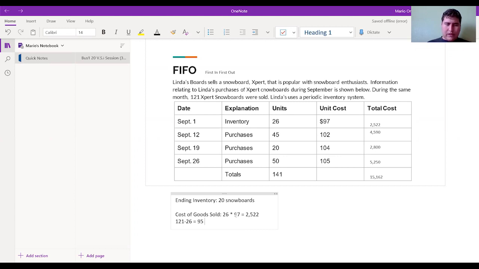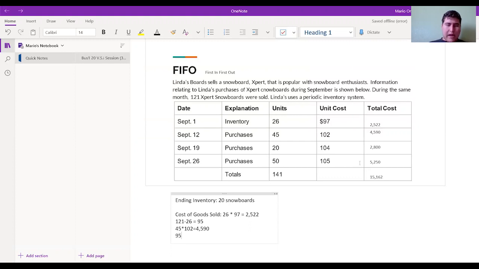And that equals 95. So we have 95 units left. So we go down to the next layer, which is this first one, September 12th, purchases of 45 units at the cost of 102 units. So here we're going to do the 45 times 102, since we're using up that whole layer, and that gives us the whole cost.